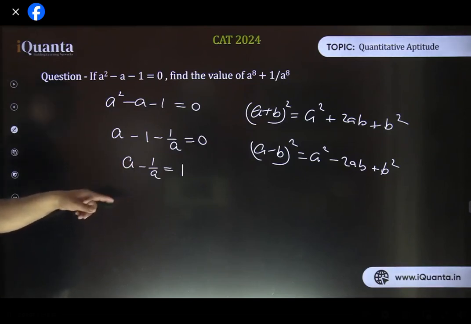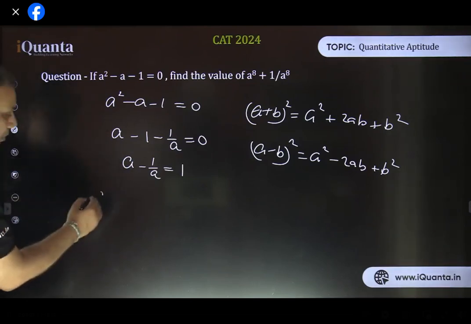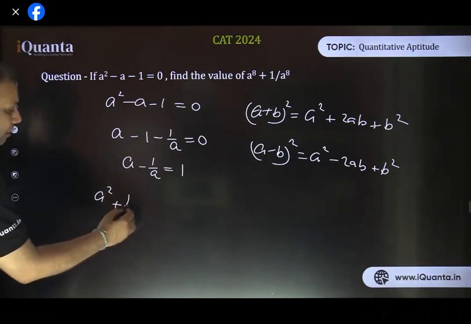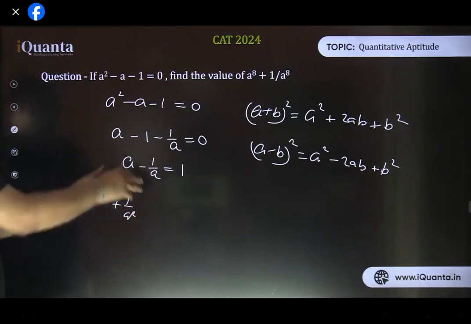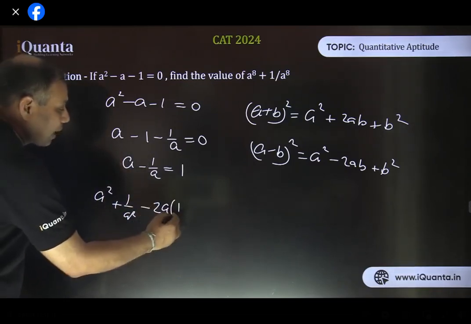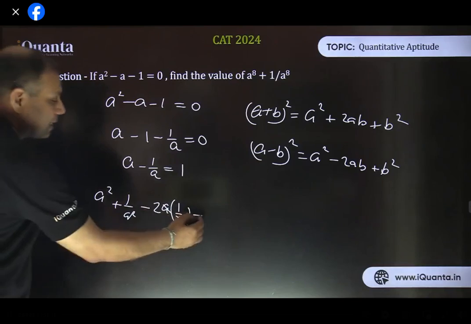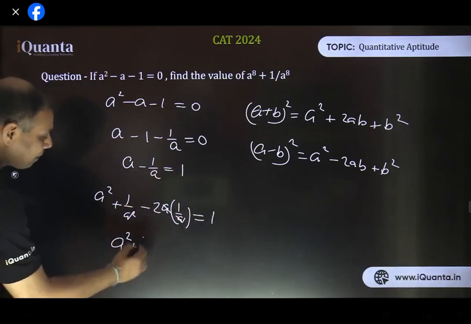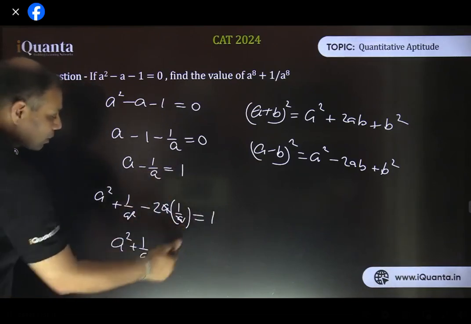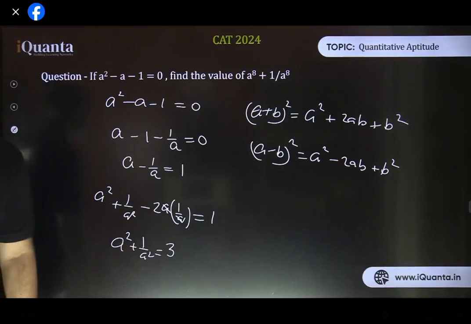See, now what is going to happen? If I just square it, what am I going to get? a square plus 1 by a square, minus 2 into a into 1 upon a. That is going to be minus 2 only, and it is equal to 1, which means the value of a square plus 1 by a square comes out to be 1 plus 2, that is 3. Is this point clear?